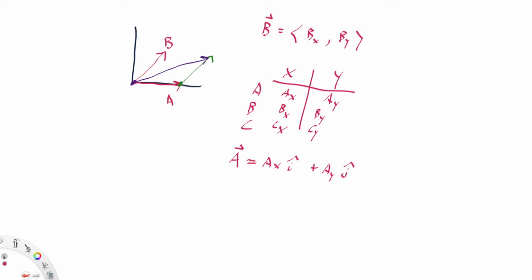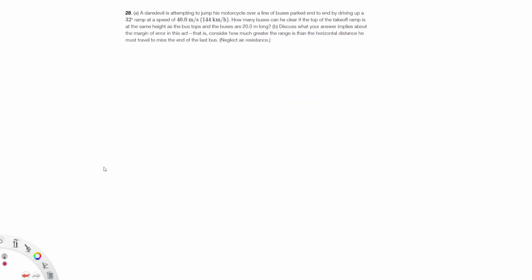All right, we've got a request for chapter 3, number 28. Daredevil is trying to jump his motorcycle over a line of buses. Some Evel Knievel stuff right here. I don't recommend you try this in person, but if you do, make sure to invite me.